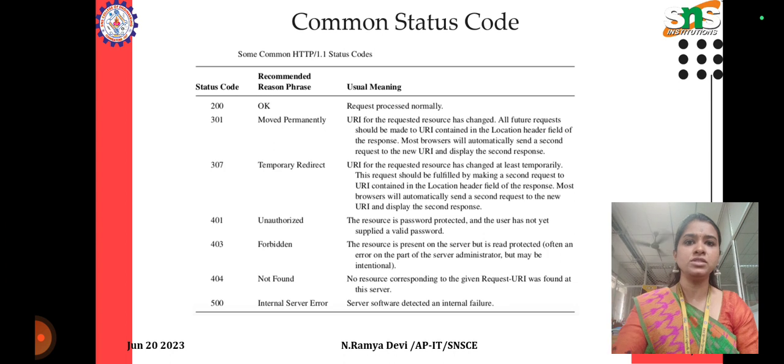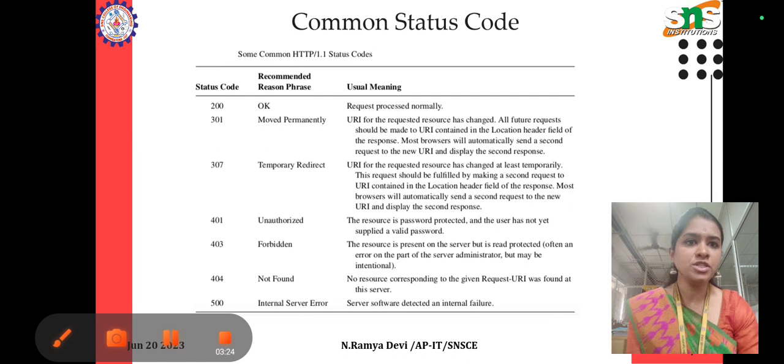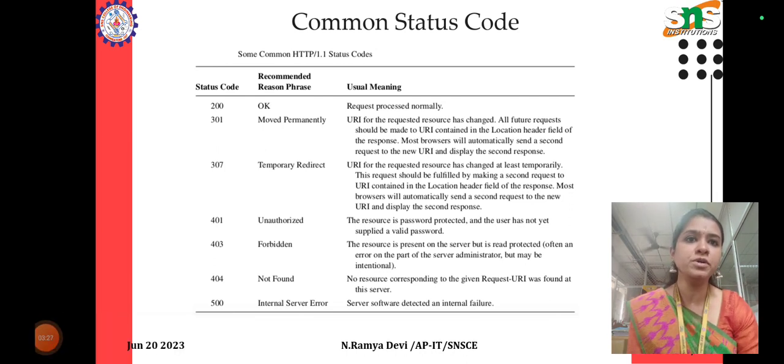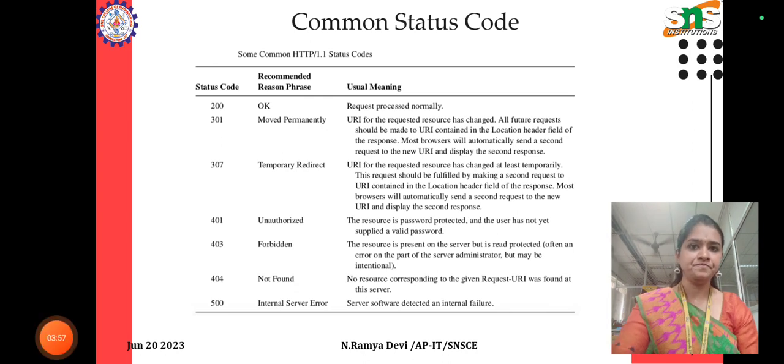And these are all the common status codes. 200 means OK, the request was processed normally. 301 is moved permanently, so the URI you requested has been changed. 307 means temporary redirect, so the URI which we are requesting has been temporarily changed to another URI. 401 is an unauthorized request, 403 is a forbidden request, 404 means the URI you are requesting is not found, and 500 is the internal server error: the server software detected an internal failure.